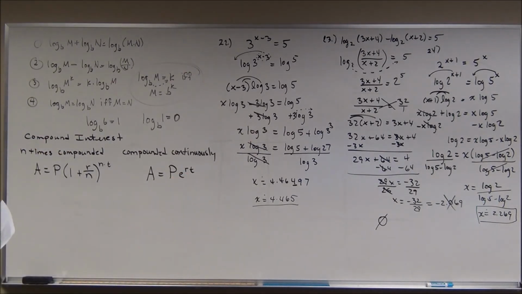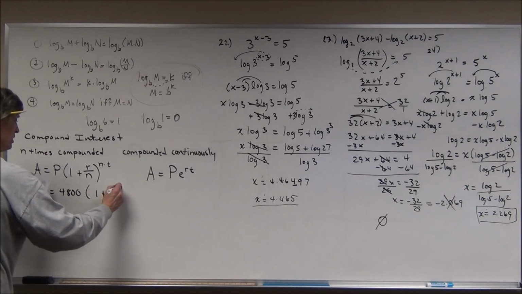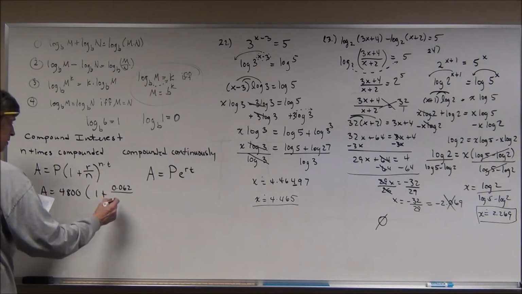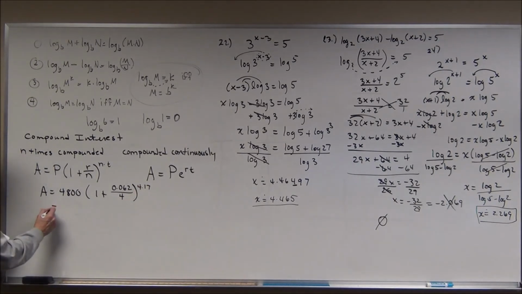In problem number 25, it says, find the amount that's accumulated after investing $4,800 for, is that 17? 17 years at an interest rate of 6.2% compounded quarterly, 4 times a year. I'm going to use this formula, not this one. Round to the nearest cent. So A equals $4,800. That's 1 plus 0.062. That's 6.2% as a decimal. Slide it 2 places to the left, drop the percent sign. Divided by 4, raised to the 4 times 17 power.